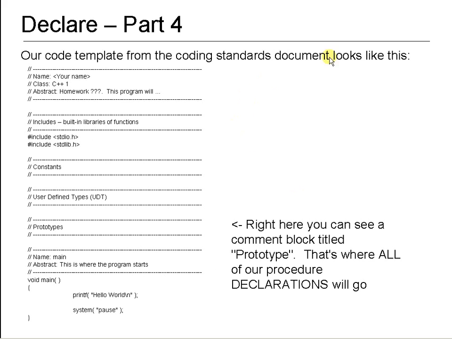So our code template from the coding standard document looks something like this. We've got our name, class, abstract block. We've got our includes, constants, user-defined types, and prototypes. Right here you can see a comment block, and that's where all our procedure declarations go. All right, so we're going to be putting them between the prototypes and main.